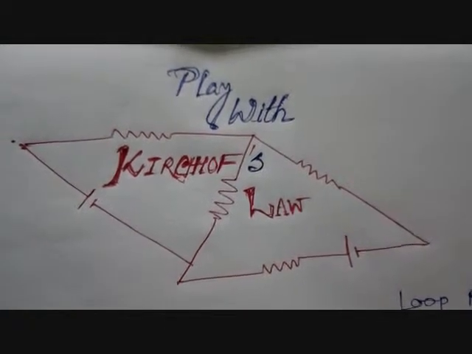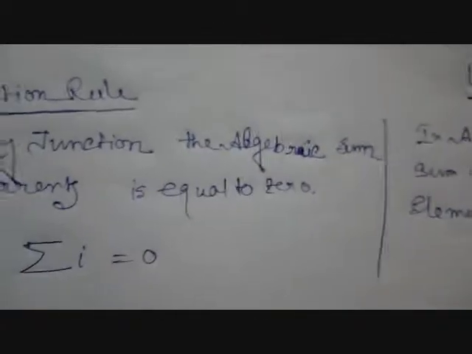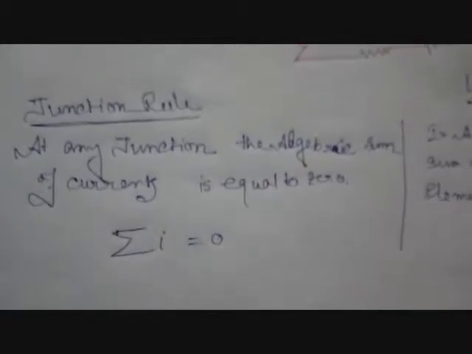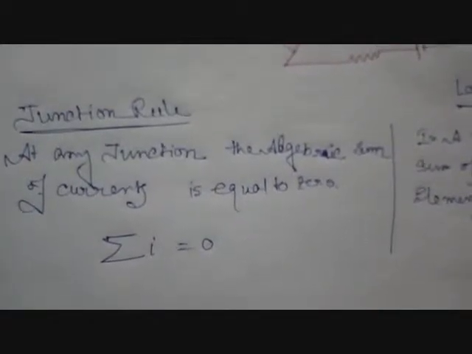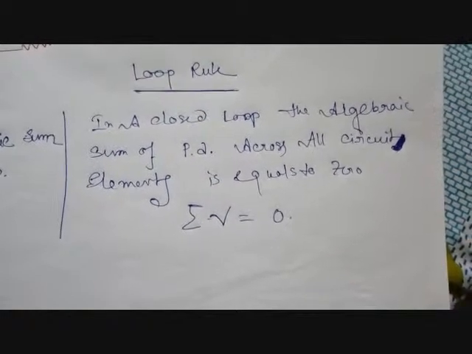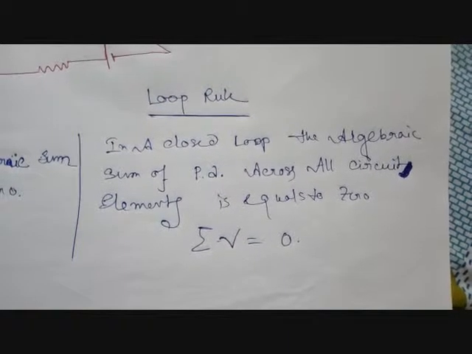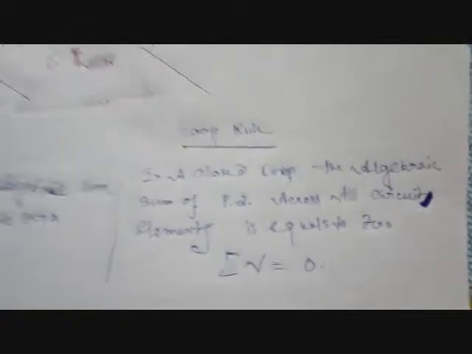Today, let's play with Kirchhoff's laws. What are these two laws? The first one is the junction law: at any junction, the algebraic sum of currents is equal to 0. And the second one is the loop law, or loop rule: in a closed loop, the algebraic sum of potential differences across all circuit elements is equal to 0.